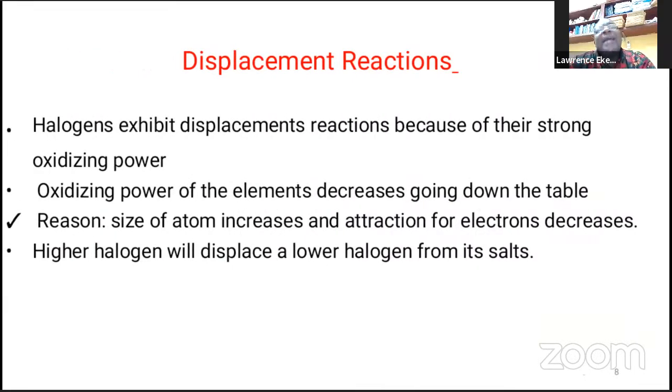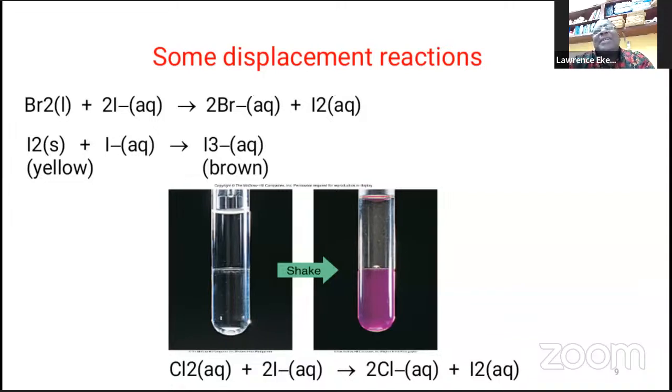And the reason why they have the ability to exhibit displacement reactions is because of their ability to act as oxidizing agents. And the reason why they can act as oxidizing agents and carry out displacement reactions is because of the size of the atom and the attraction of electrons. This attraction of electrons decreases down the table, but the atomic radius increases down the table.